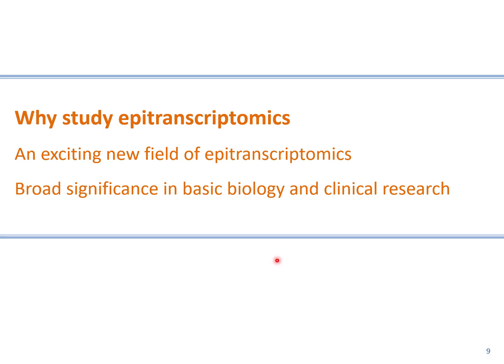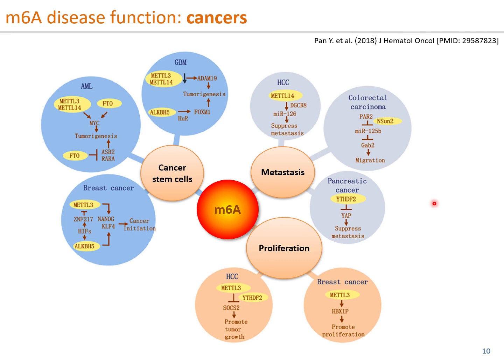So why do we study epitranscriptomics? This is because it is a very exciting new field of epitranscriptomics and its broad significance in basic biology and clinical research. With pervasive M6A involvement in biology, aberrant M6A modification is also associated with human diseases and cancer in particular.